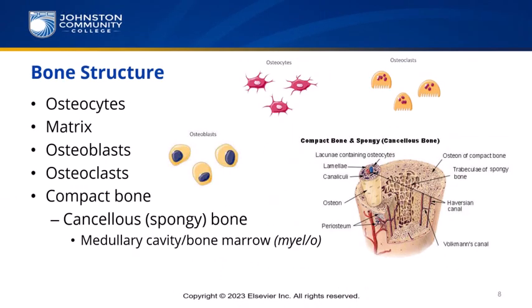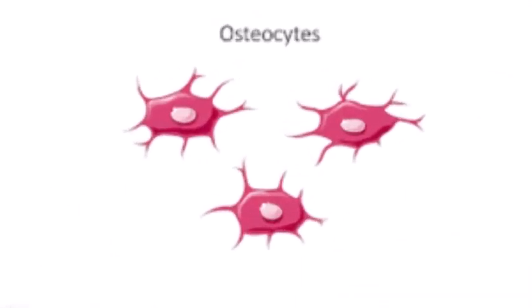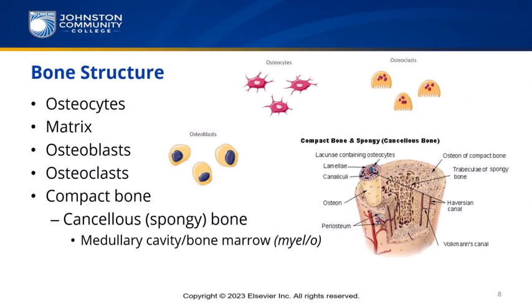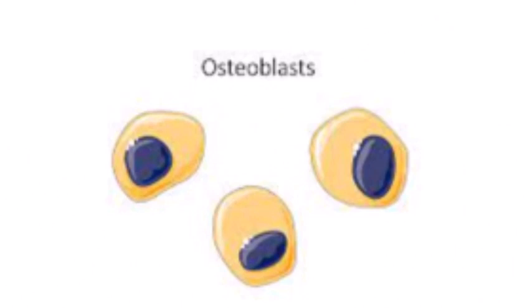Let's discuss the bone structure a bit. So as you can see, I do have an image here of osteocytes. Cytes mean cell, osteo means bone, therefore osteocytes are bone cells. And we also have the matrix, osteoblasts. Remember, osteo means bone. Blast is the embryonic stage of development.